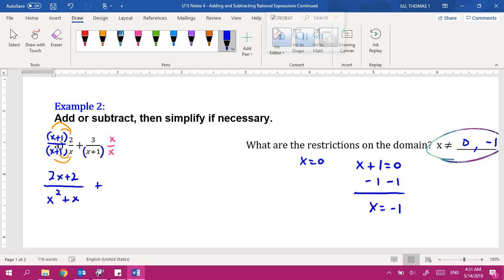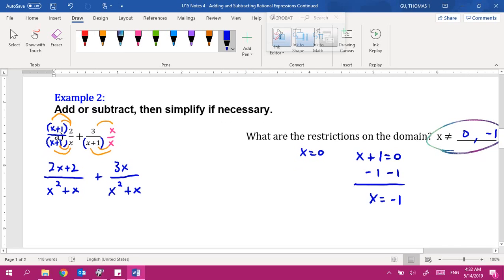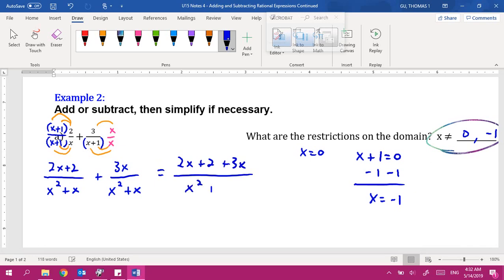And I'm adding, now we're going to do the same thing. We multiply 3 times x, which is 3x, over, we got to distribute here, x times x and 1 times x. That's going to be x squared plus x. Notice the denominators are the same, so now I can add. So when I add, I'm going to get 2x plus 2 plus 3x over x squared plus x.